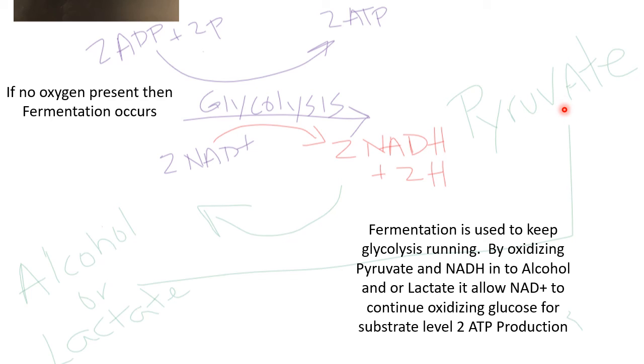So when they are oxidized into alcohol or lactate, it allows the NAD+ molecule to continue oxidizing glucose for the substrate-level 2 ATP production. So fermentation is used only in certain situations where there's a lack of oxygen, like at the end of a marathon, and you only need a small amount of energy. And because in glycolysis there's no oxygen needed to perform, fermentation can happen, and the small 2 ATPs can be used to provide energy for the cell.